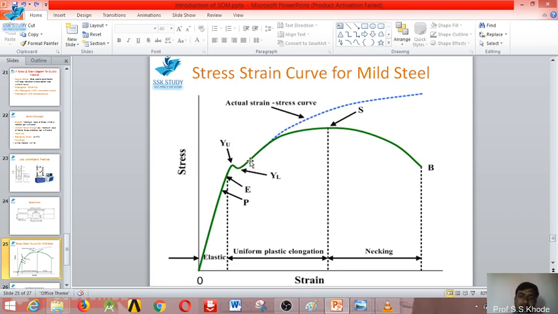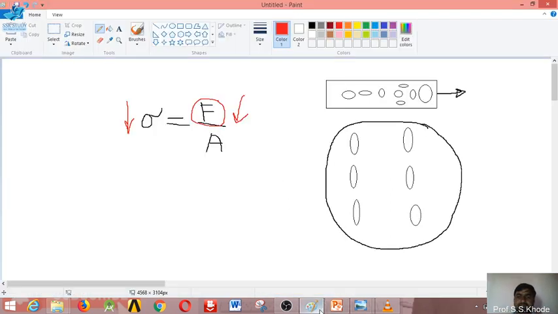Now from this lower yield point, once again there will be an increase in the stress and an increase in the strain. What situation occurs over there, due to which the stress goes on increasing and the strain also goes on increasing? Let's understand this particular concept.